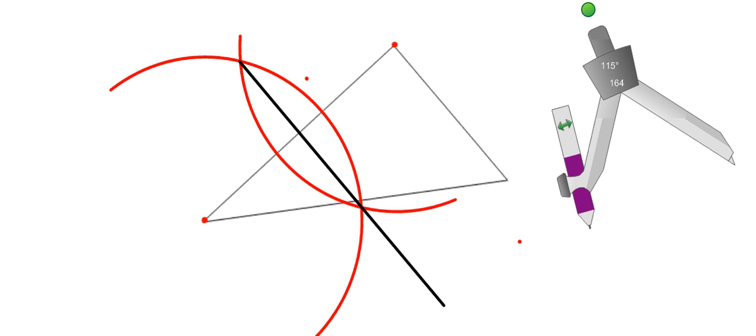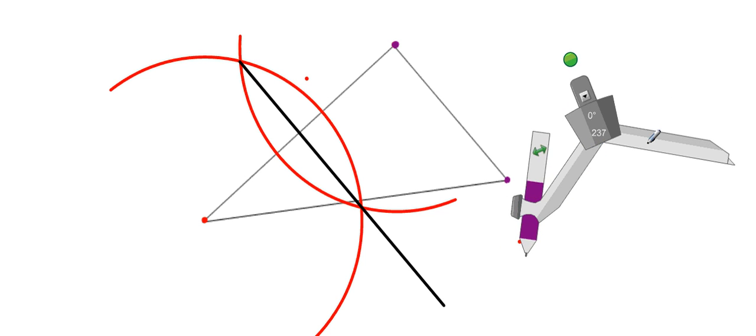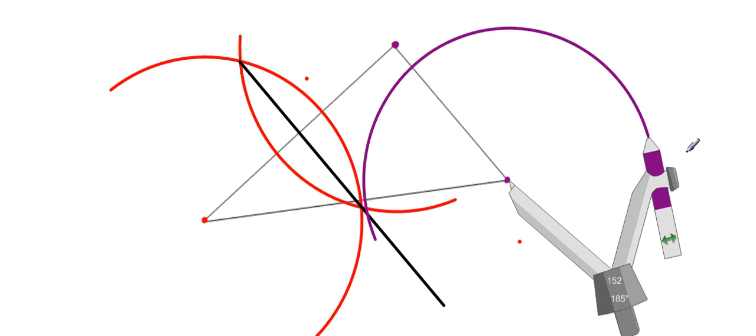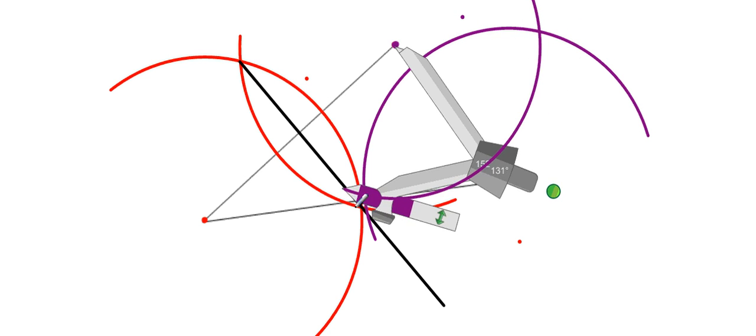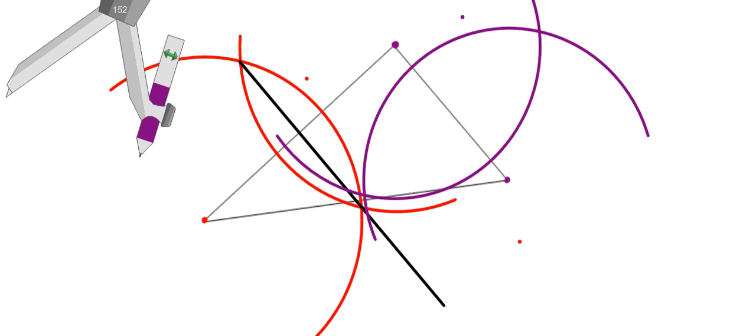The next thing I'm going to do is draw the perpendicular bisector of the right side of this triangle. So the segment determined by those 2 purple dots. Let me grab my compass. I'll spin this guy around and put his point at the other end point. And again, I'm going to move that compass out of the way.